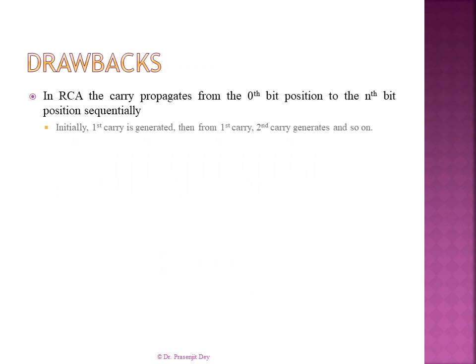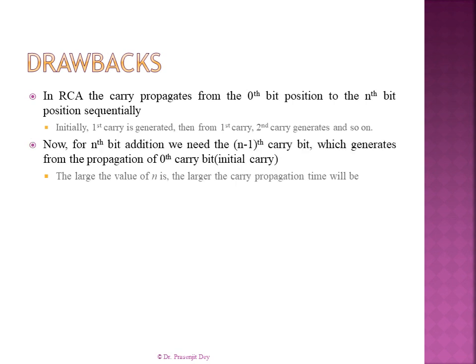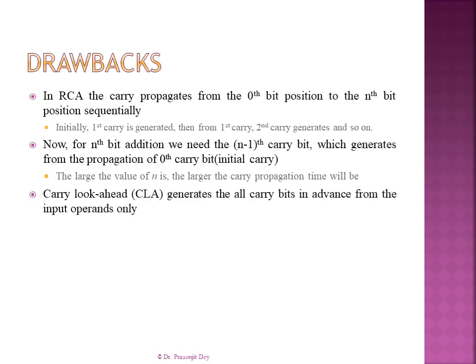The main drawback of the ripple carry adder is that the carry propagates from the 0th bit position to the nth bit position sequentially. So here the initial carry helps us to generate the first carry, which consequently generates the second carry. From the second carry generates the third carry and so on. Now for the nth bit addition we need the n-1th carry bit, which basically generates from the propagation of the initial carry. Thus, the larger the value of n is, the larger the propagation time will be.